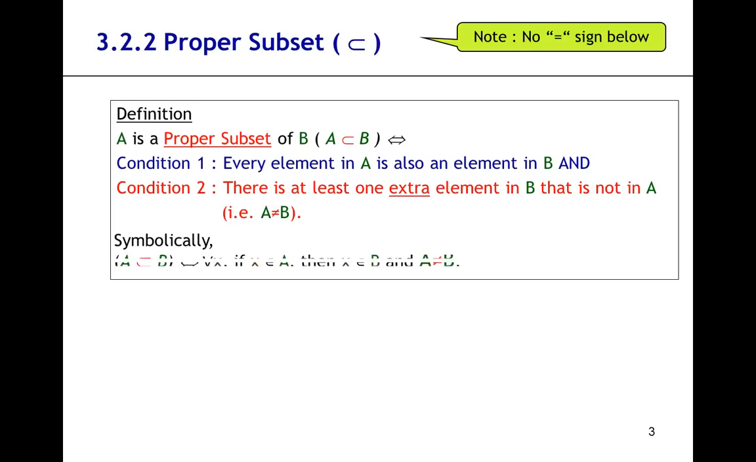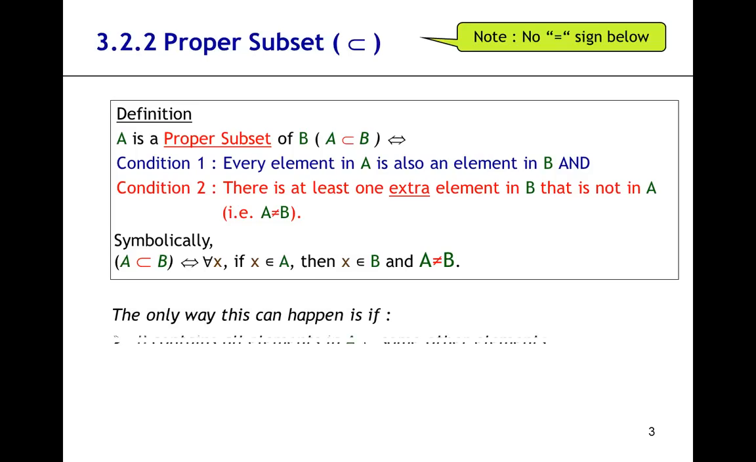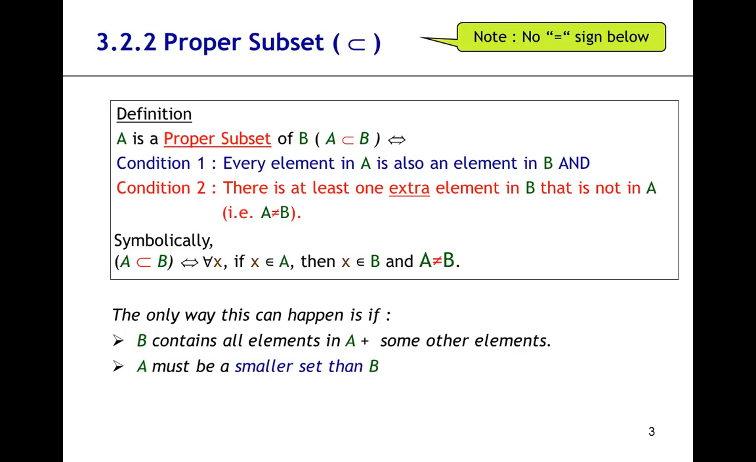Symbolically, A is a proper subset of B means that for all elements X, if X belongs to A, then X also belongs to B, and at the same time, set A is not equal to set B. To help reinforce what you have just learned, you can think of B as a set which contains all the elements of A plus some other extra elements. When that happens, A is definitely a smaller set than B, so they can't be equal sets.